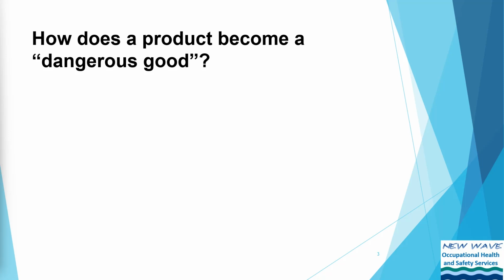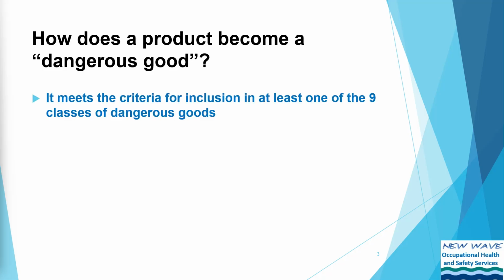But how does a product become a dangerous good? Well, there are a couple of ways. First, it meets the technical criteria listed in detail in the regulations for inclusion in at least one of the 9 classes of dangerous goods.